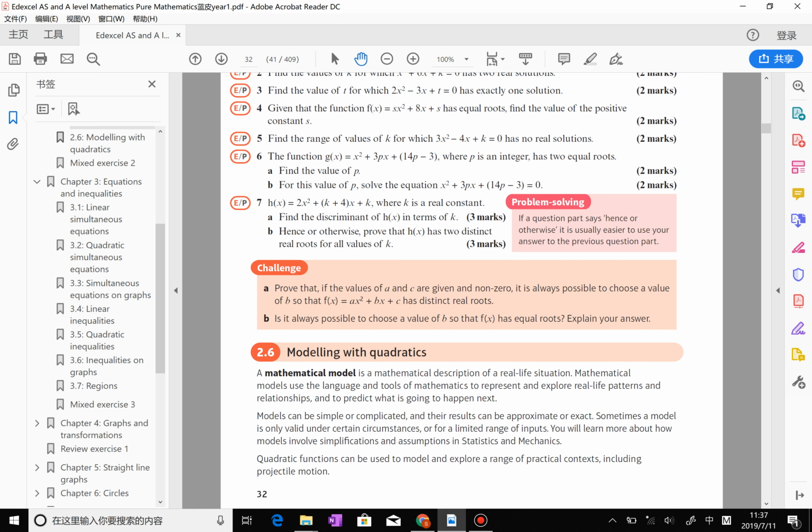Hello everyone, welcome back. So we're going to study 2.6, modeling with quadratics. Why are we going to learn this? Because the reason we learn math is we want to use math to solve practical problems. And for this session, we are trying to use the quadratic equation model to solve some real problems. Some problems could be modeled with quadratic equations.